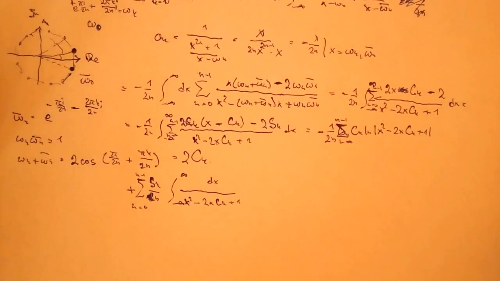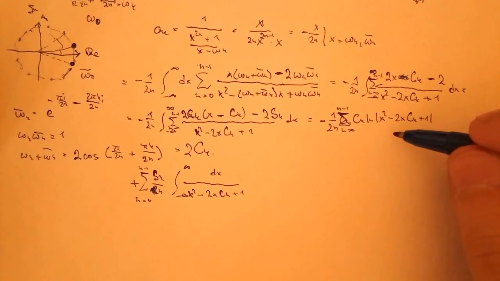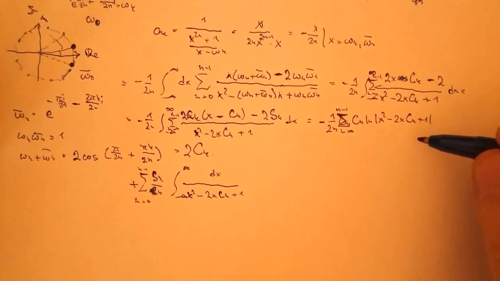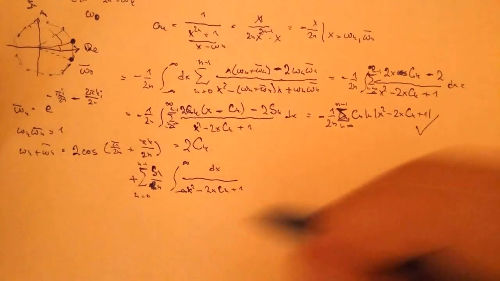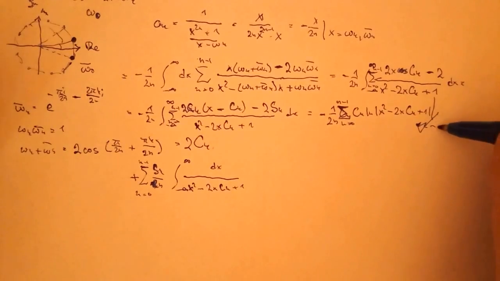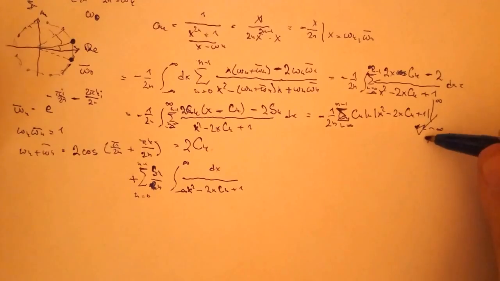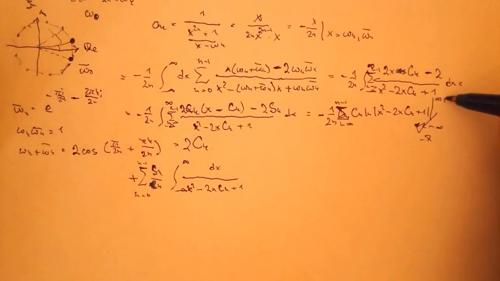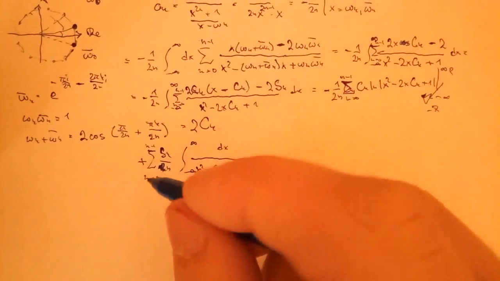And I will leave as an exercise to the reader that this term will vanish. You can prove it yourself. This term will vanish, so this is 0. Evaluate it from minus infinity to infinity. You have to take it as a limit as r approaches infinity, from minus r to r. This term will vanish, so I will deal only with this term.